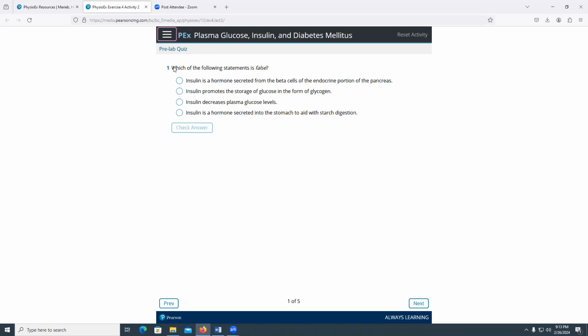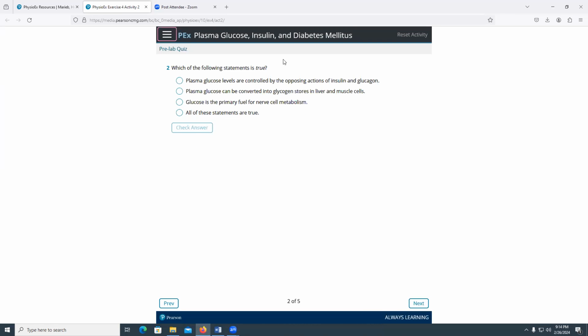Which of the following statements is false? Insulin is a hormone secreted by the beta cells of the endocrine portion of the pancreas. That is true. Insulin promotes the storage of glucose in the form of glycogen. That is true. And it's a hypoglycemic hormone. Insulin decreases plasma glucose levels, obviously. Insulin is a hormone secreted into the stomach. That is not true. It is an endocrine hormone secreted into the blood to aid in starch digestion. No, that's not true.